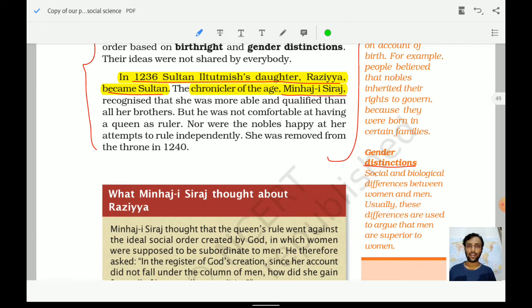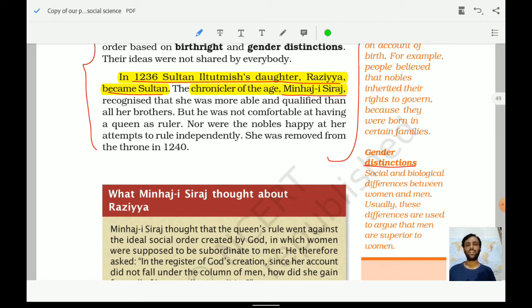So understand the mindset of the person who has been given the task of writing the history. He must have been educated and literate, but still he was not comfortable enough to accept a lady as a queen, right? So this was the mindset that developed by that time. Nor were the nobles happy at her attempts to rule independently. So we will understand how attempts were made to eliminate Razia.